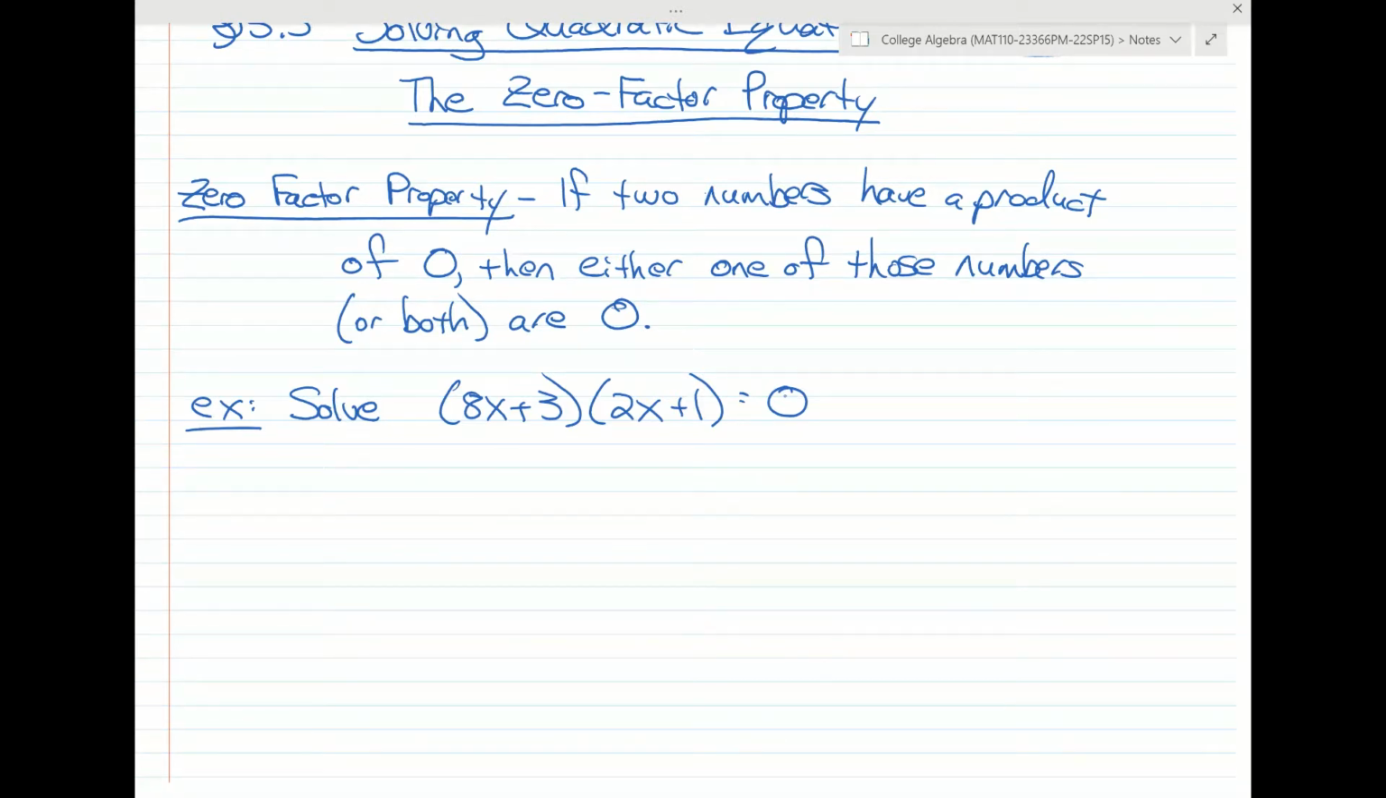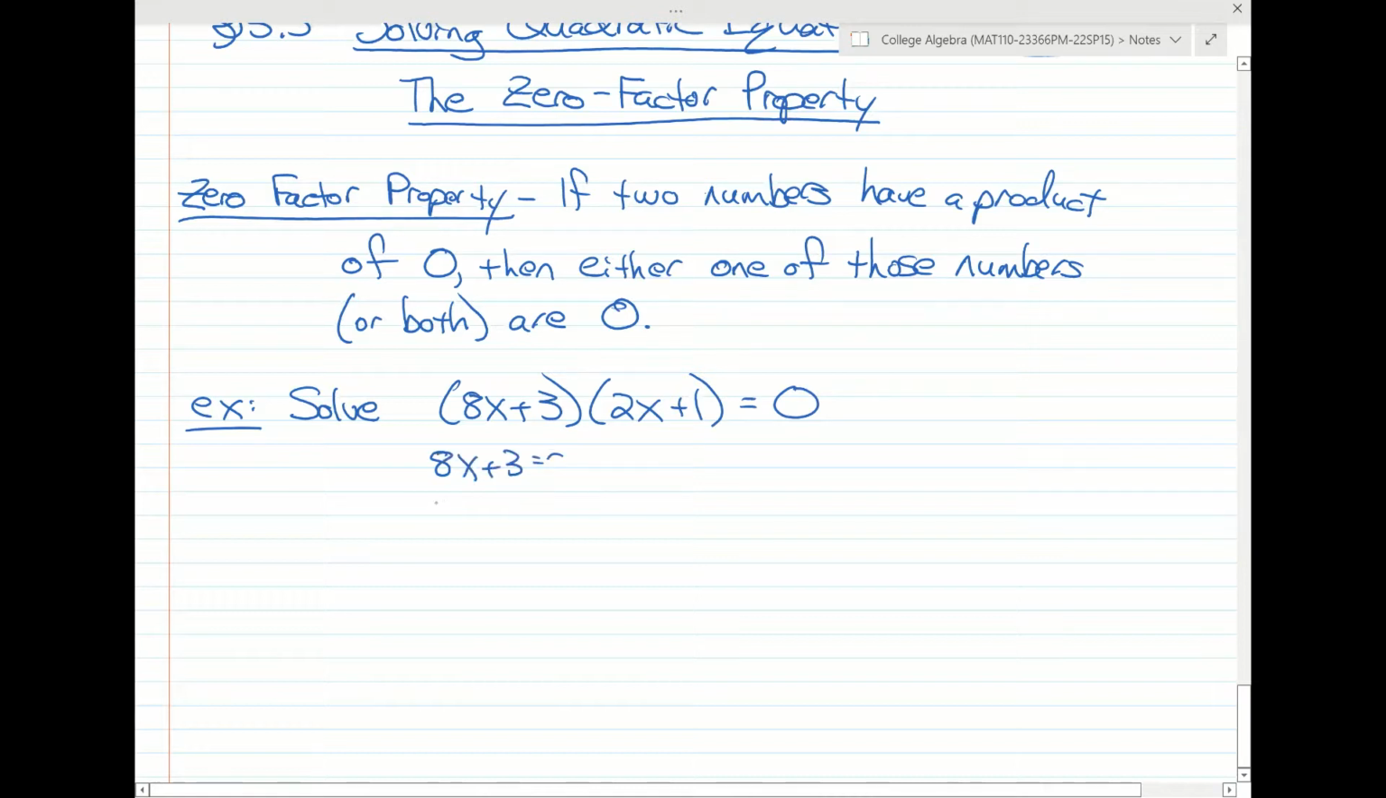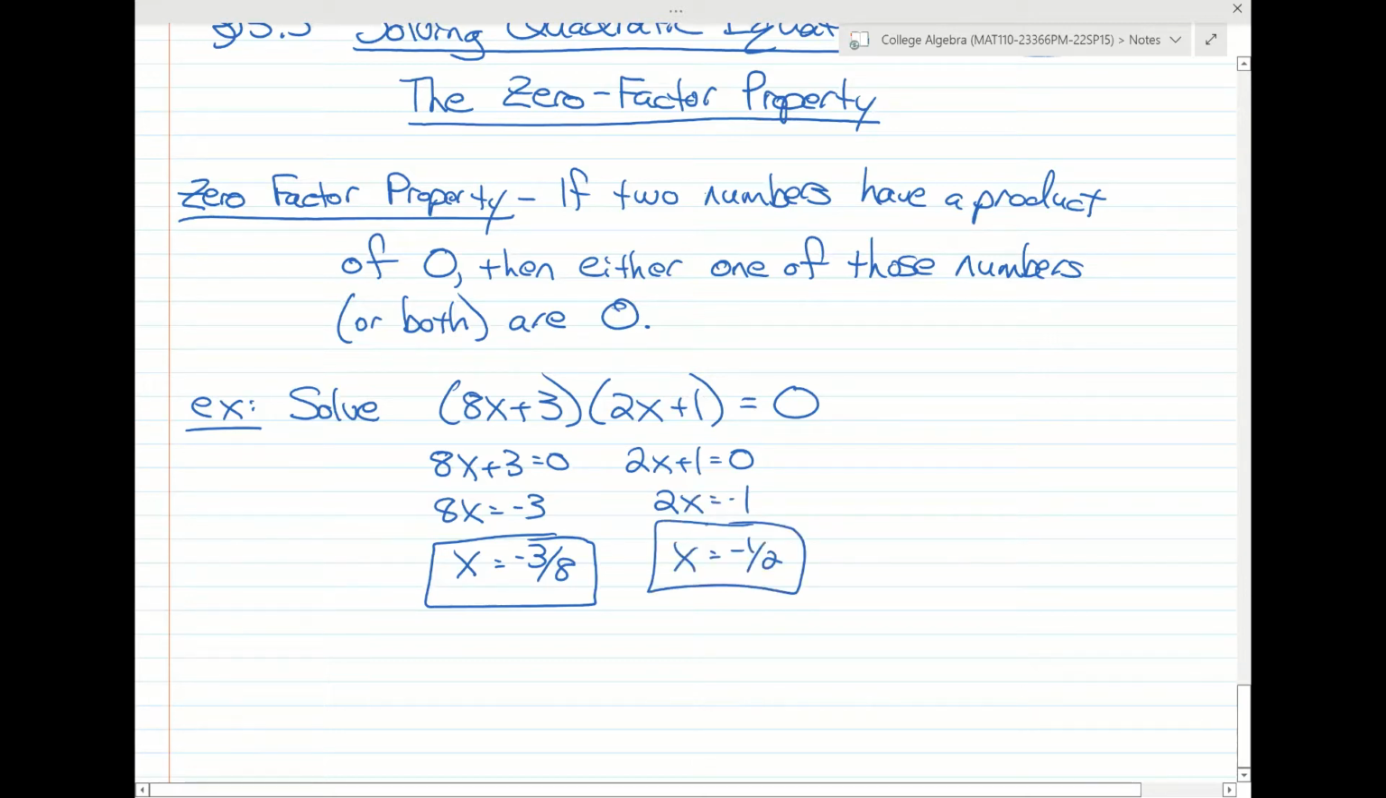So you know how to factor. You could have factored that yourself. But the new part is making this equal to 0. If it's equal to 0, all you do is set each factor equal to 0. So 8x would be -3, and x would be -3/8. And you do that for both. 2x plus 1 is 0, so 2x is -1, x is -1/2. That's pretty much the whole section.